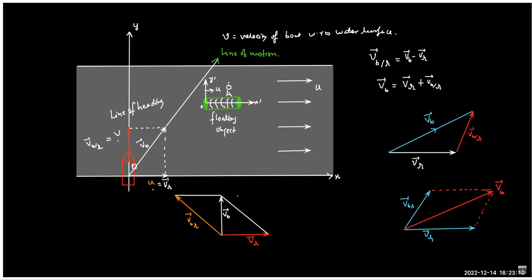Why? If I make the line of heading this way, will I cross in the minimum time? Yes, sir. So we just have to make VB perpendicular to the x-axis. So that's a big mistake. Okay. So I think this confusion is really genuine confusion. So now I'll give you a very nice example.